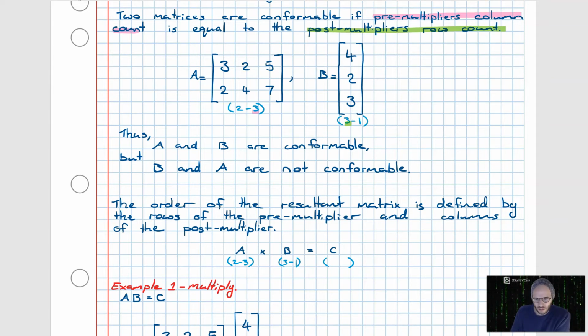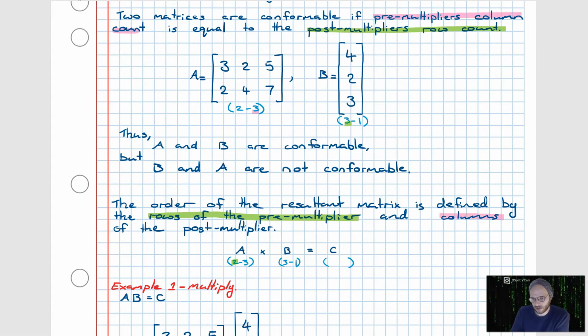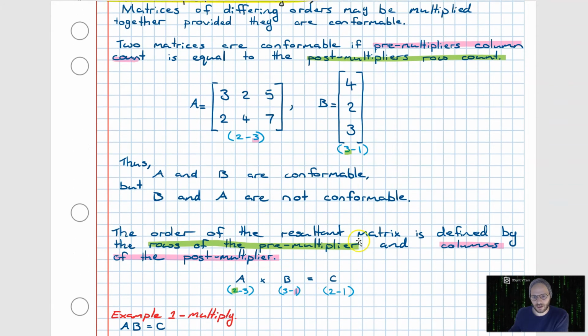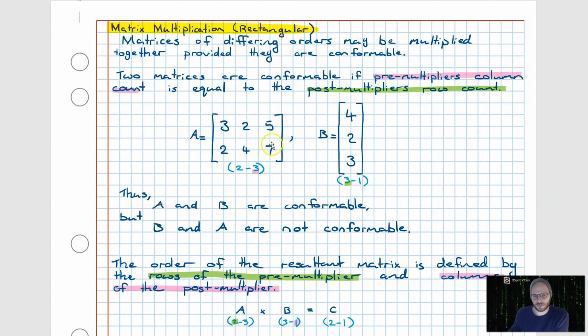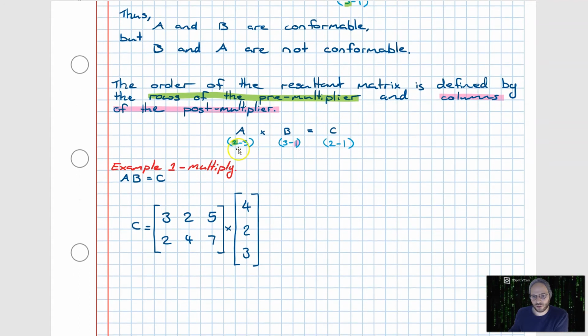Now, for A, we're going for the rows of the pre-multiplier, so that's 2. And then we're looking at the columns of the post-multiplier, which is 1. This is going to end up in a resultant matrix being of order 2, 1. So notice the two patterns we abide by. To check whether we can actually multiply two matrices together, simply line them up and see if the two inner numbers match. And then to determine the resultant matrix, go for the two outer numbers, so 2 and 1, and that will give you the size of C.